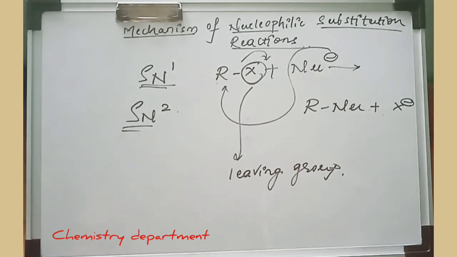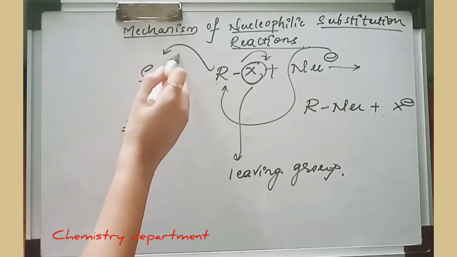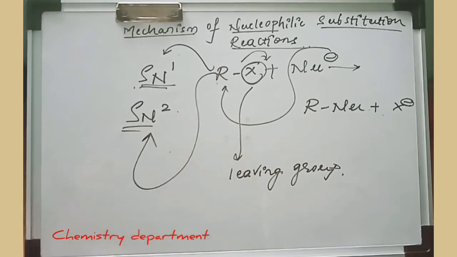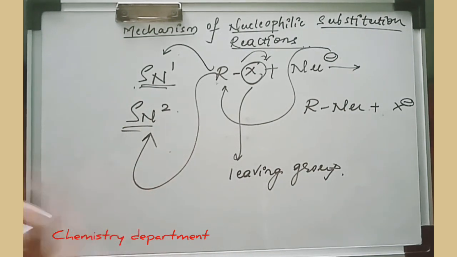But what is the mechanism involved here? All nucleophilic substitution reactions may undergo different types of mechanism, but for your syllabus you have two important mechanisms. So a nucleophilic substitution reaction may follow the SN1 pathway or it may follow the SN2. At the end of this video lecture you should be able to identify what kind of mechanism a given molecule is undergoing, whether it is SN1 or SN2.